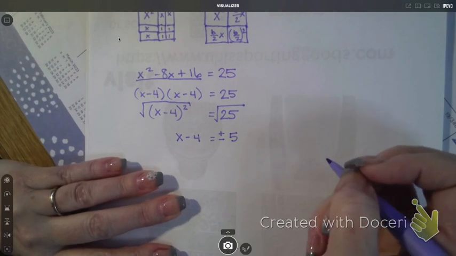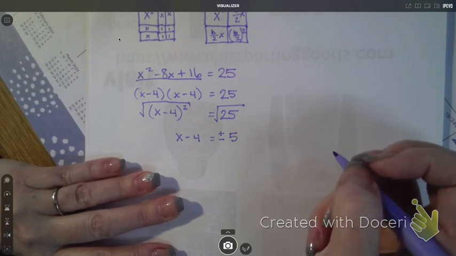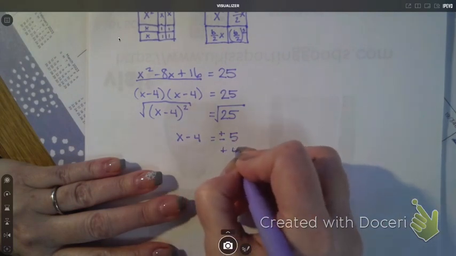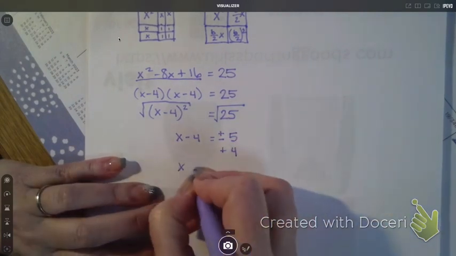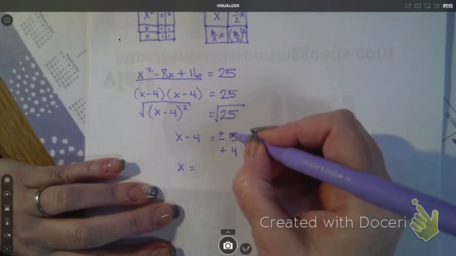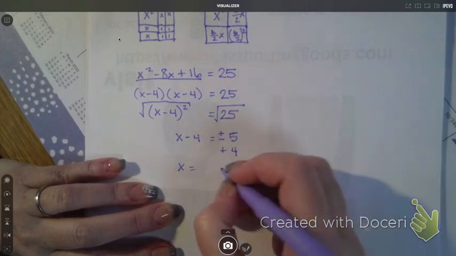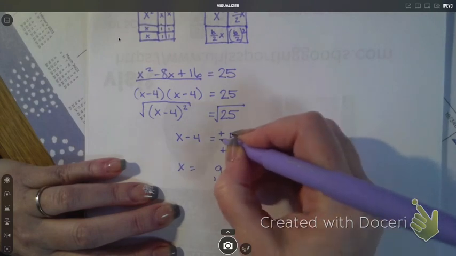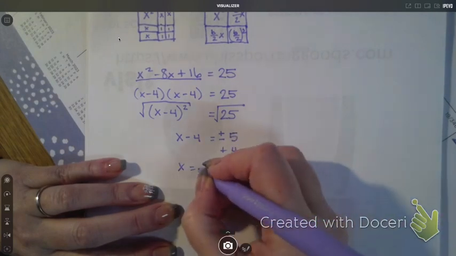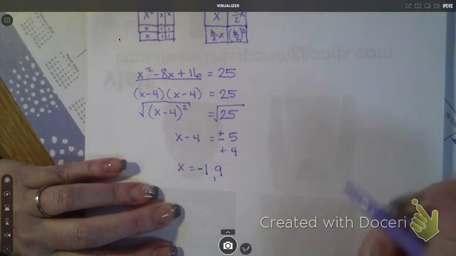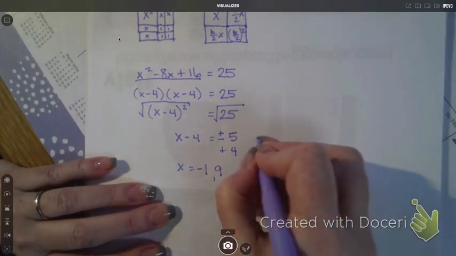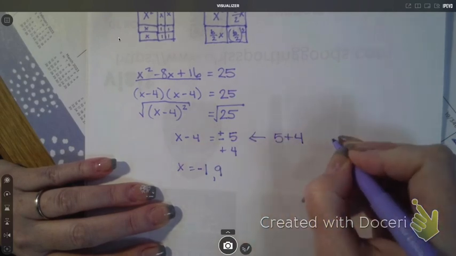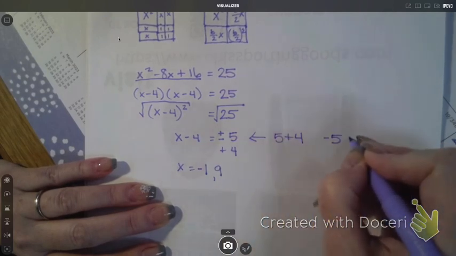So I'm going to keep solving. So what do I do? Add the 4. Add the 4 over. So I have positive 5 would be 5 plus 4, which would be 9. But negative 5 would be negative 5 plus 4, which would be negative 1. So there's two different numbers: 5 plus 4, and negative 5 plus 4.